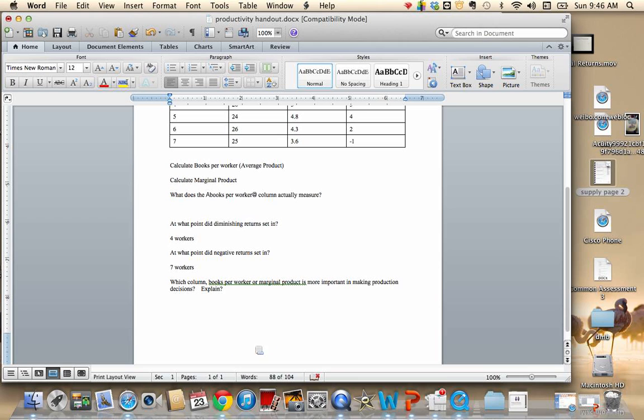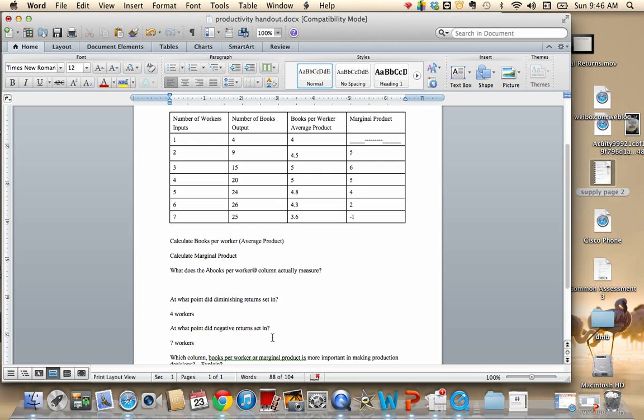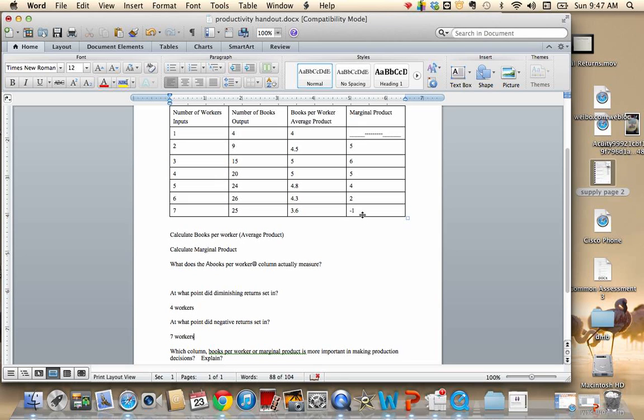So which column, books per worker or marginal product, is more important? Hopefully you see that when we're trying to decide how many workers we are going to add, we're going to actually need to look at the marginal product, because here we're going, that's great, people are still producing. But over here we see as we add additional workers, our productivity is starting to slow down to the point where we're actually going backwards. So marginal product is the more important column.